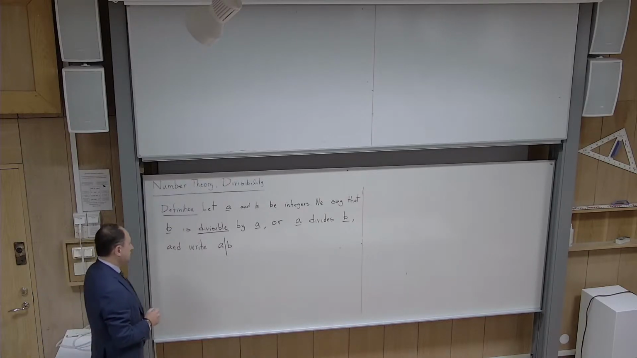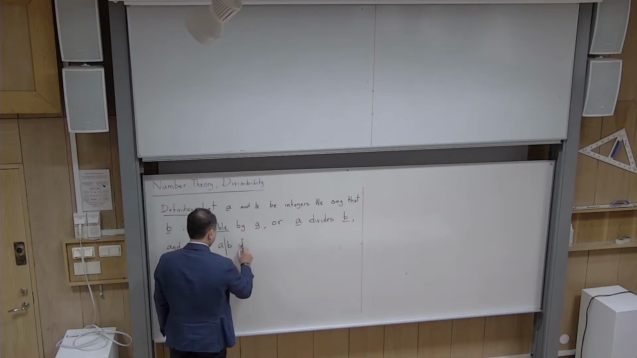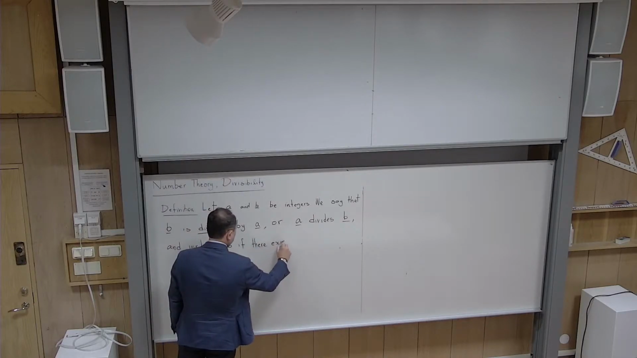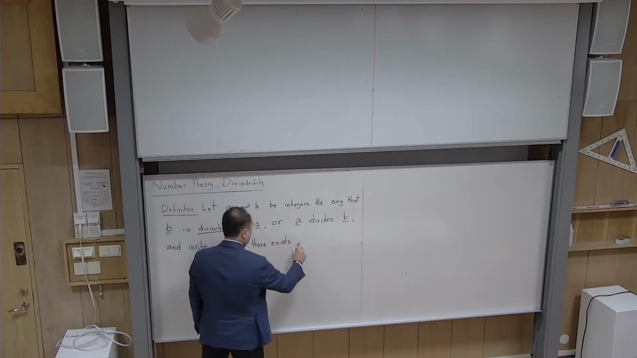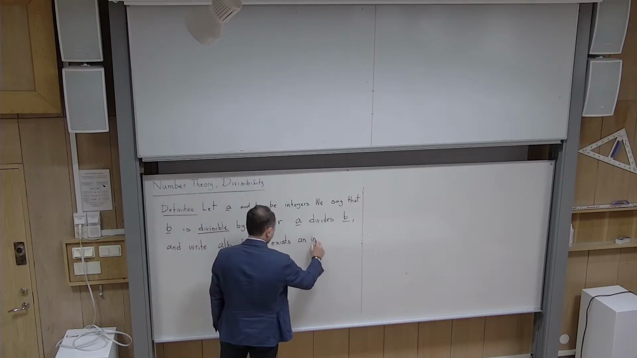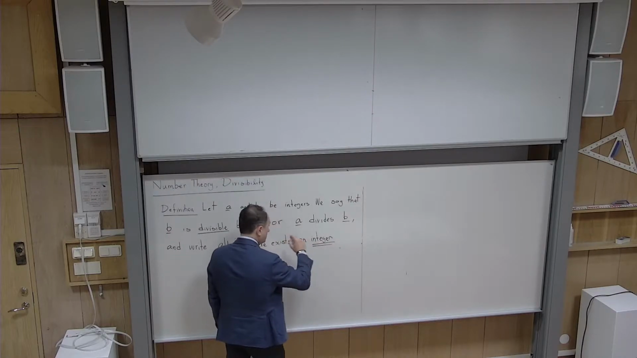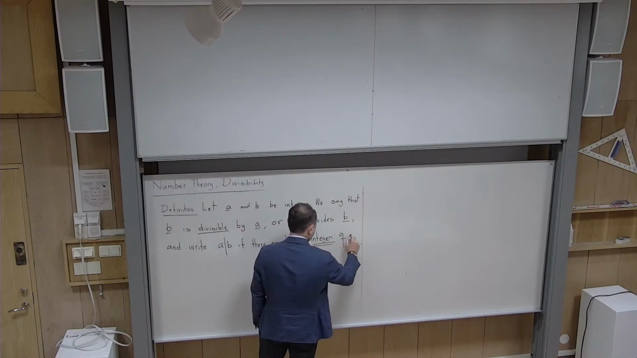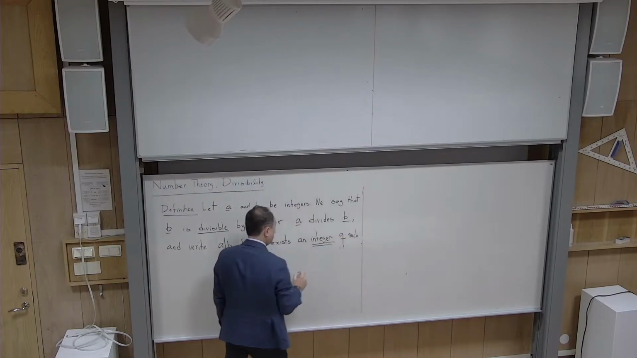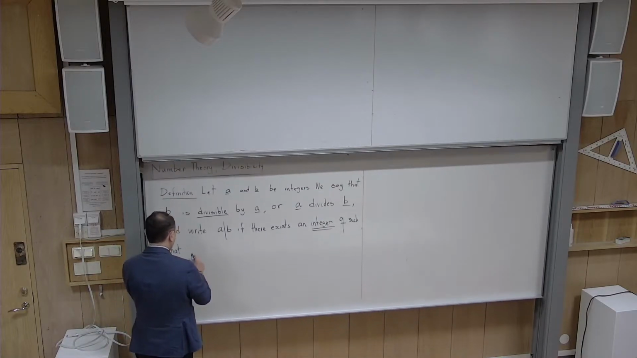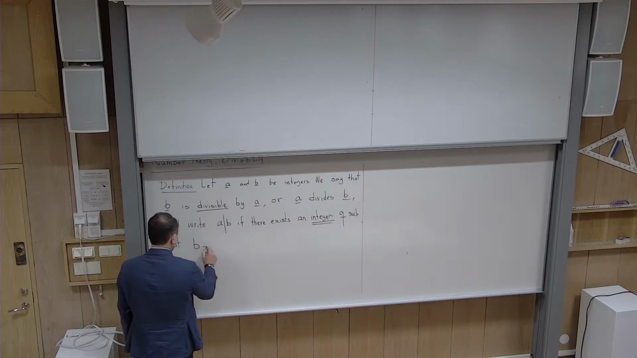And we write if there exists an integer, I emphasize the word integer, Q, such that B is equal to A times Q.